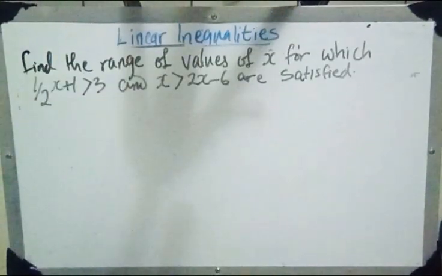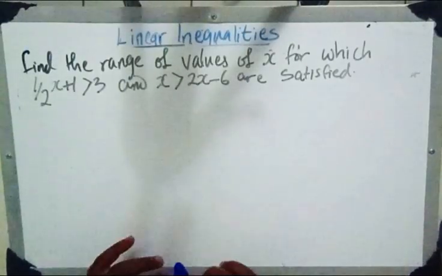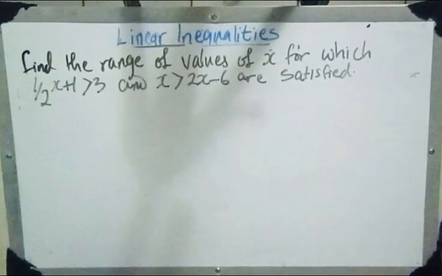Find the range of values of x for which 1 over 2 times x plus 1 is greater than 3 and x is greater than 2x minus 6 are satisfied. So here I'm going to show you how you write down the range of values and how you also go ahead to represent it on a graph, even though we were not asked to show it on a graph. So it's the same format as we just solved in the previous question.